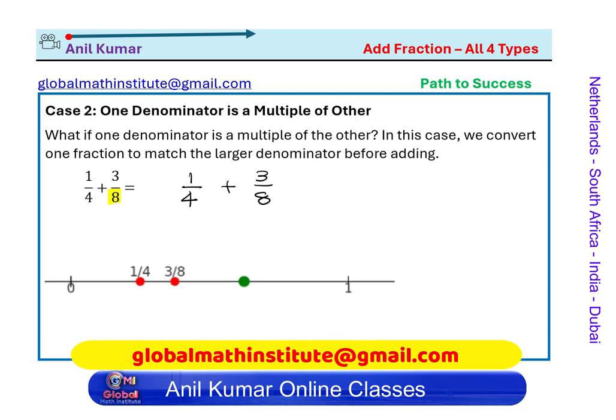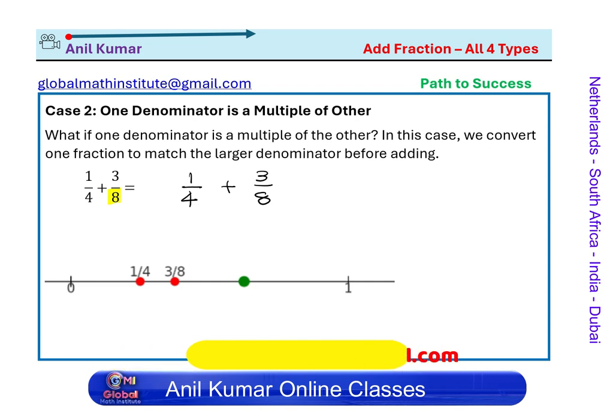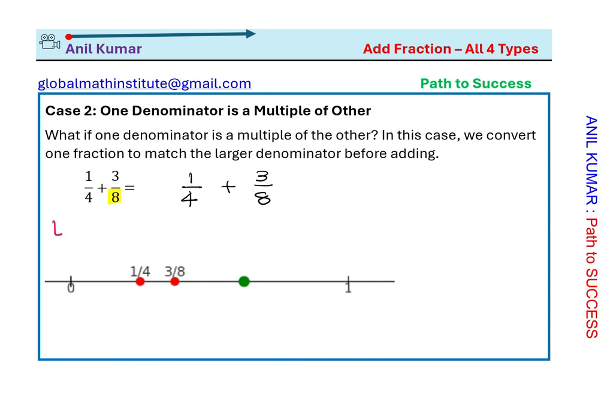So what am I going to do? To make it 8, which is now a common denominator, let me write down the lowest common multiple of 4 and 8. What is it? The lowest common multiple of 4 and 8 is 8, the larger of the two numbers. You get the whole idea?